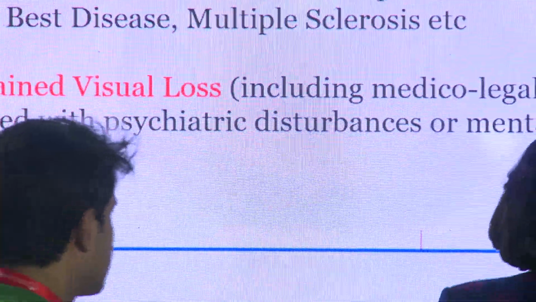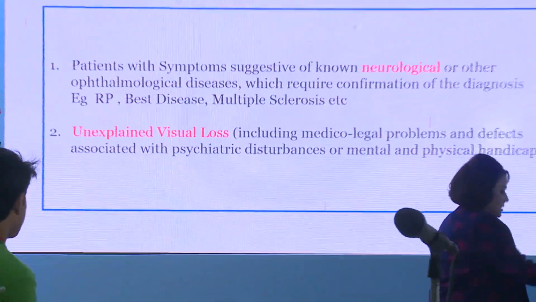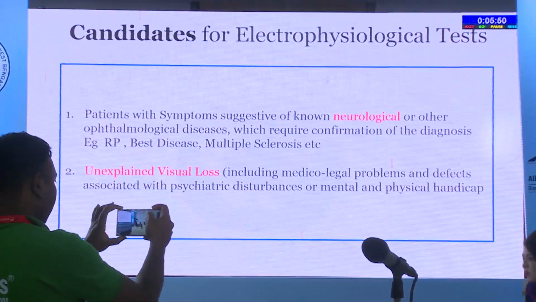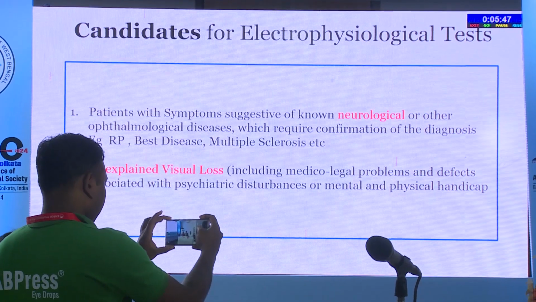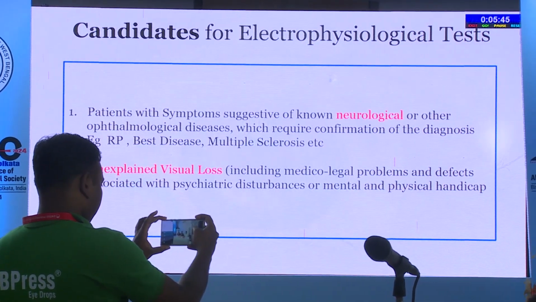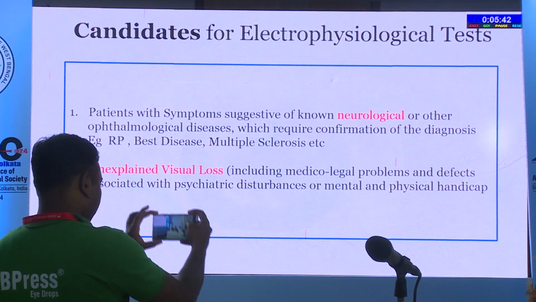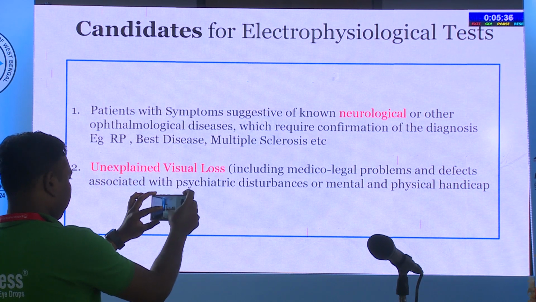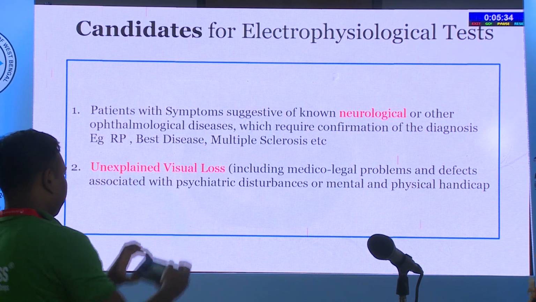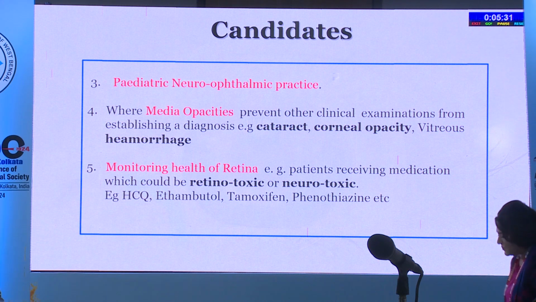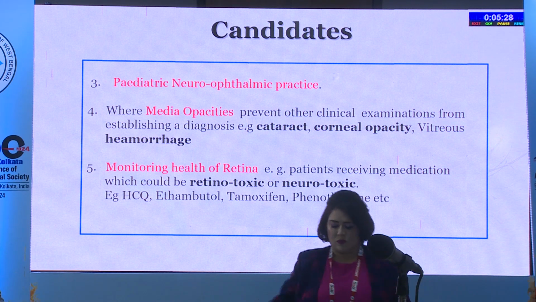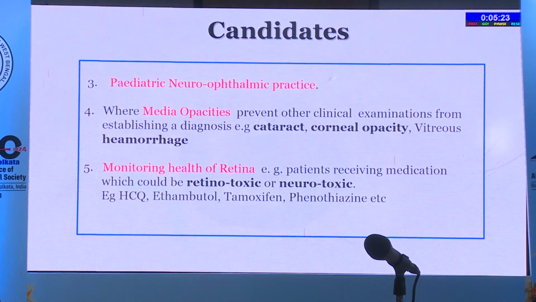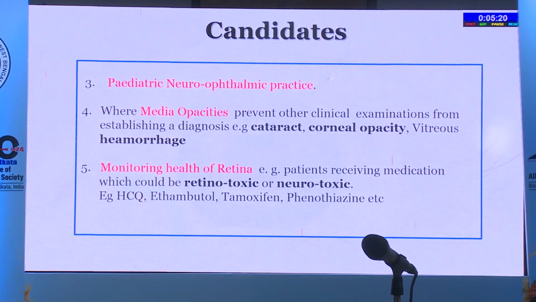So who are the candidates who should be put through these tests? The patients with symptoms suggestive of any known neurological or other ophthalmological diseases which require confirmation of the diagnosis, like RP, Best disease, multiple sclerosis, etc. When there is unexplained visual loss, including medicolegal problems and defects associated with psychiatric disturbances or mental and physical handicap. Pediatric neuro-ophthalmic practice, this is a very important tool. Where media opacities prevent other clinical examinations from establishing a diagnosis, like cataract, corneal opacity, vitreous hemorrhage, etc.